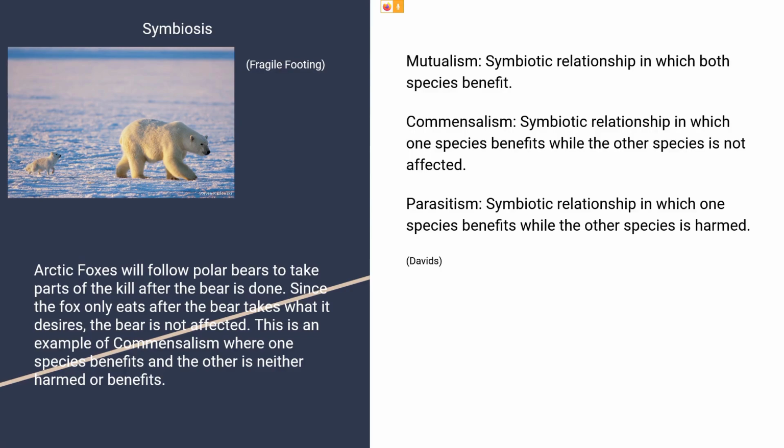So symbiosis. For our version of symbiosis, it's a picture of an Arctic fox following polar bears. They often do this as the polar bear will leave part of the kill that it no longer desires. Therefore, the fox will eat it. This is an example of commensalism, as this is a symbiotic relationship in which one species benefits, the Arctic fox, while the other species is not affected, the polar bear.